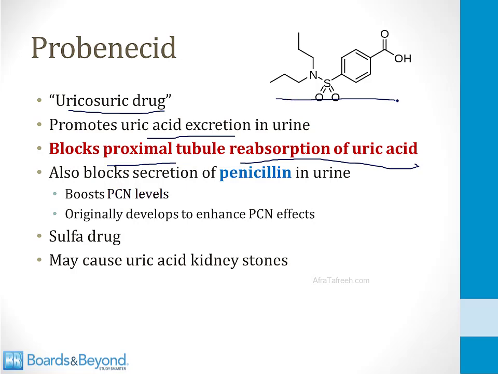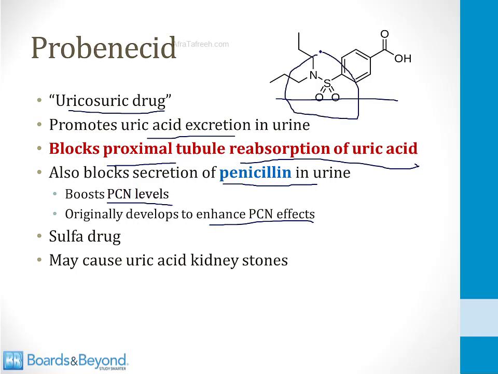A side note here, it also blocks the secretion of penicillin into the urine, and for that reason, it will boost penicillin levels. And in fact, probenecid was originally developed to enhance penicillin effects back when penicillin was the only antibiotic available and some bacteria were resistant. It turned out over time that it also helped in gout, and now it's mostly used for gout. It's a sulfa drug.